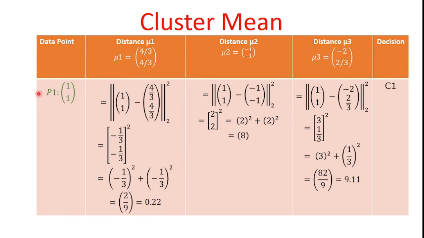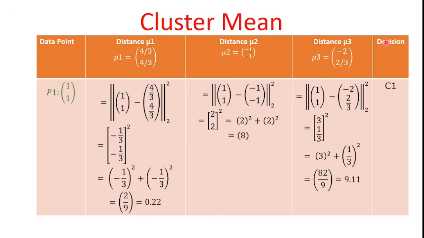In the same way, for the distance between data point 1 and the mean mu2, which is minus 1 comma minus 1, if you simplify this, 1 minus minus 1 whole square gives 2 square plus again 2 square, which is 8. And for the distance between data point 1 and the mean mu3, it is 3 square plus 1 by 3 the whole square. If you simplify, you will get 9.11.